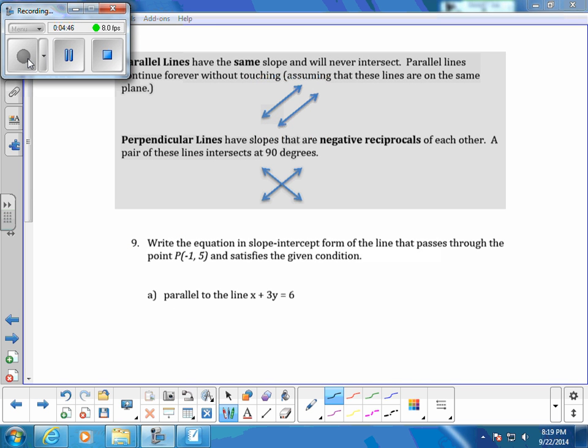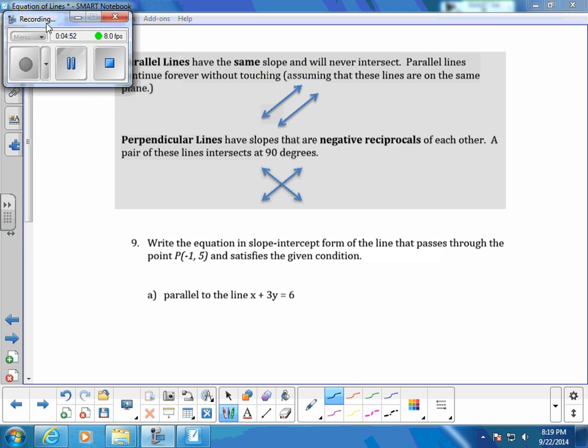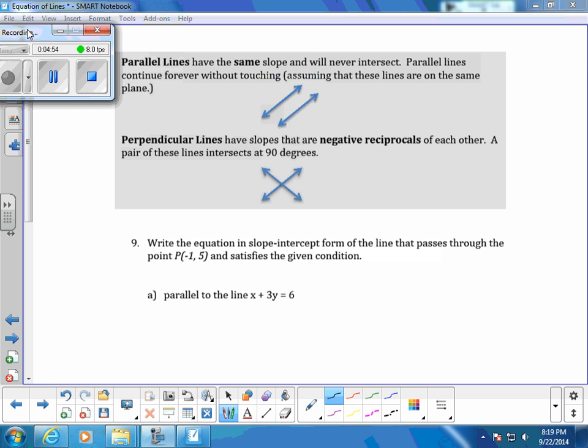And the last thing we're going to talk about today is going to be parallel lines. Parallel lines have the same slope, and the one way I remember that is because parallel has two L's back to back, the same, they never cross, they never touch. And the main thing you want to remember is that they have the same slope.